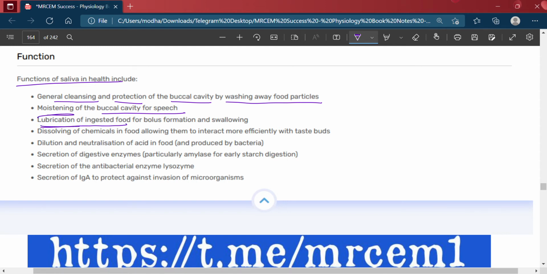Lubrication for bolus formation and swallowing, then dissolving the chemicals in food, allowing them to interact more efficiently with the taste buds. Dilution and neutralization of the acid in food and produced by bacteria, then secretion of digestive enzymes, particularly amylase for early starch digestion, secretion of the antibacterial enzyme lysozyme, and secretion of IgA to protect against invasion by microorganisms. These are the functions of saliva.